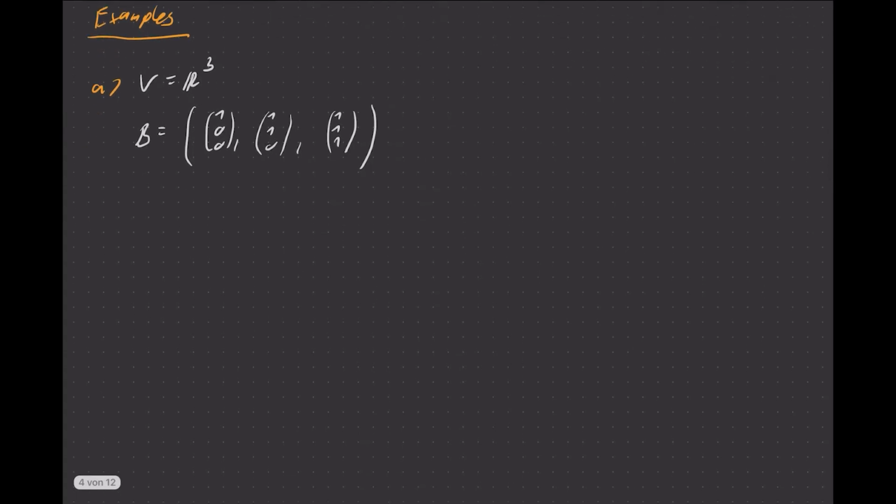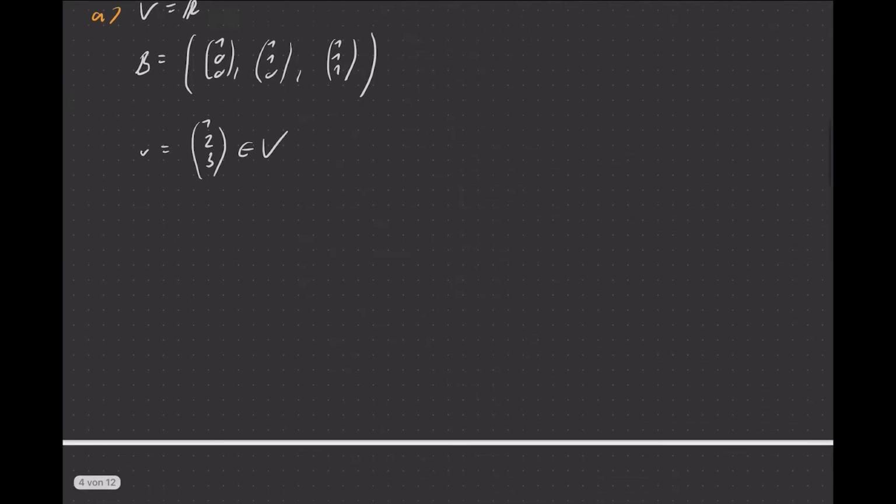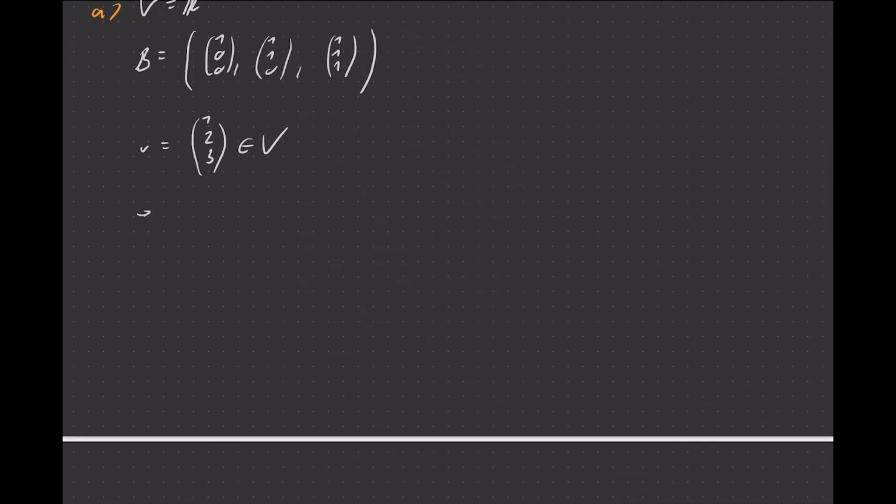And let's take a vector. We'll take the vector V, let's say (1,2,3). That is a vector in capital V. And we want the coordinates of that vector. So the question is, compute the coordinates of V with respect to the basis B.